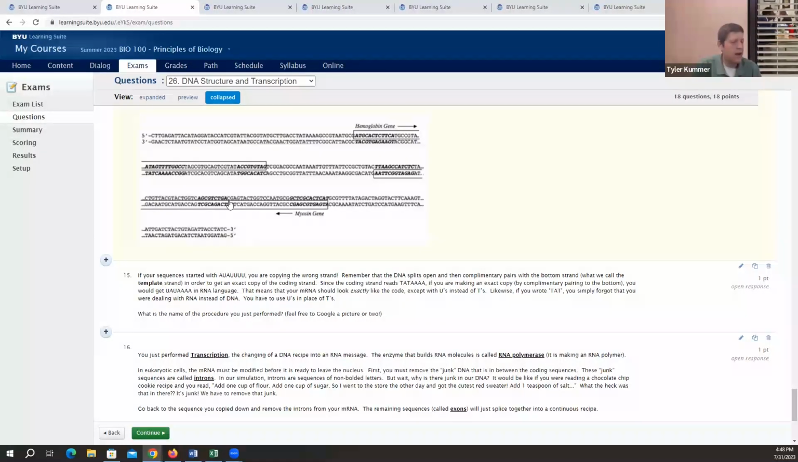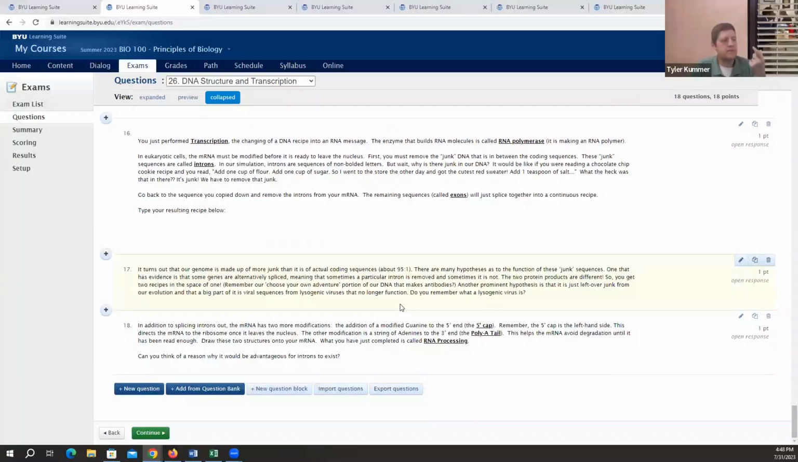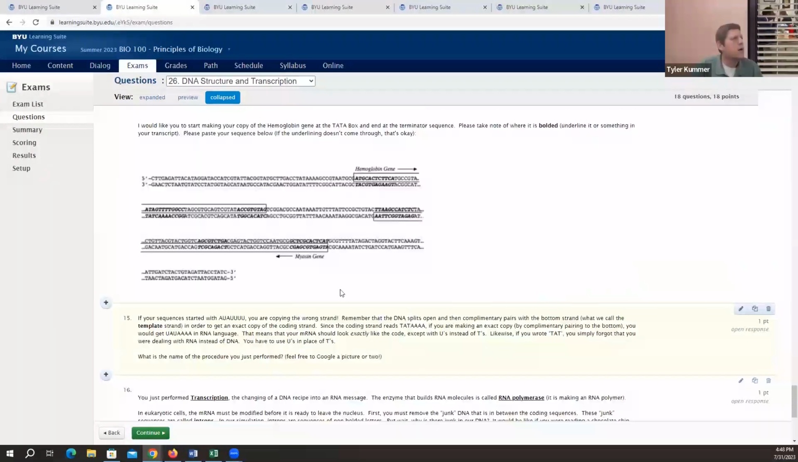Now there's an additional part to RNA processing. Once we get it down to just the exons, we will also add some protective parts to it. A 5' cap and the poly A tail will be added just to help us get protection. They're not actually part of the message. They won't be read. They're just the protective part of the RNA. So that is DNA structure, and then transcription, and then RNA processing.